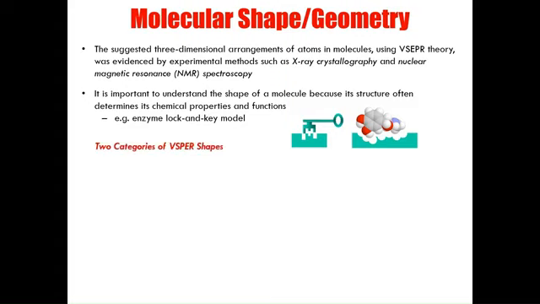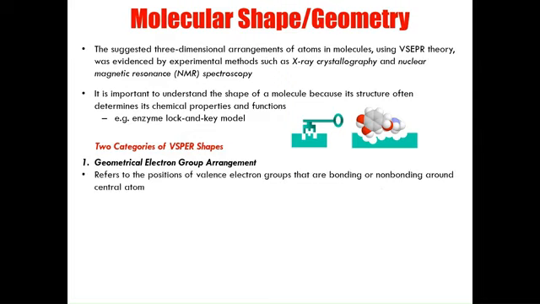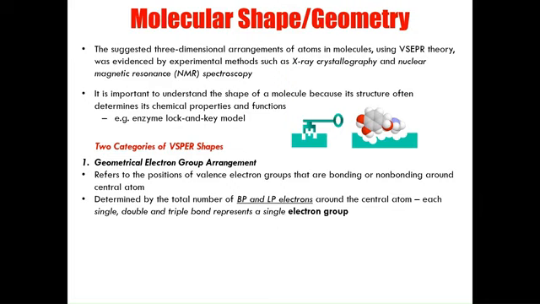There are two main categories for VSEPR shapes. The first category is the geometrical electron group arrangement. These shapes are based on the position of valence electron groups that are bonding or non-bonding around the central atom. This category is called a group arrangement because each single, double, and triple bond is treated the same. Every kind of bond in the molecule is considered to be a single group of electrons.